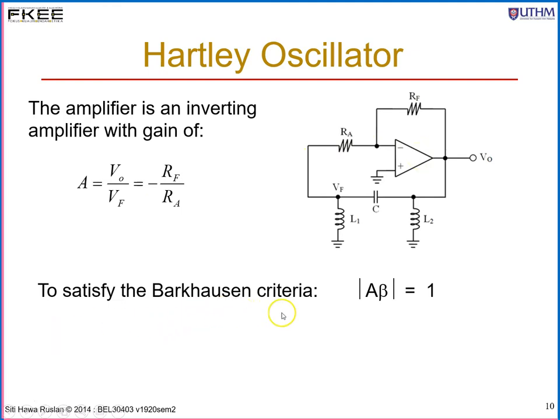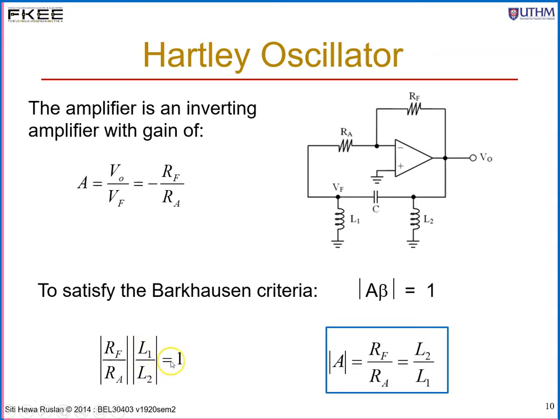And in order to satisfy the Barkhausen criterion, beta multiplied by A must equal 1. So your A, I just take the magnitude, is RF over RA, and just now the beta is the ratio of L1 over L2, equate it to 1. So the ratio of RF over RA is equal to L2 over L1. So in order to design a Hartley oscillator, you must make sure the ratio of RF over RA is equal to L2 over L1.